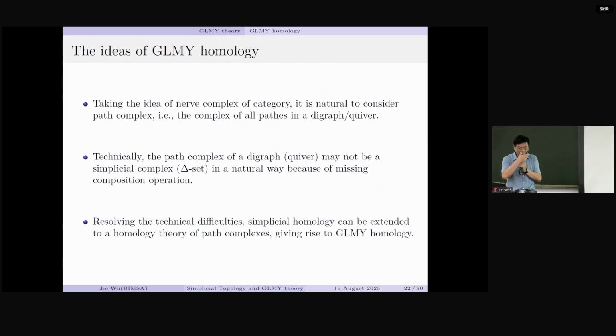And now the basic idea, as I said, I only say basic because of time. So the basic idea is that this GLMY homology is actually very deep.